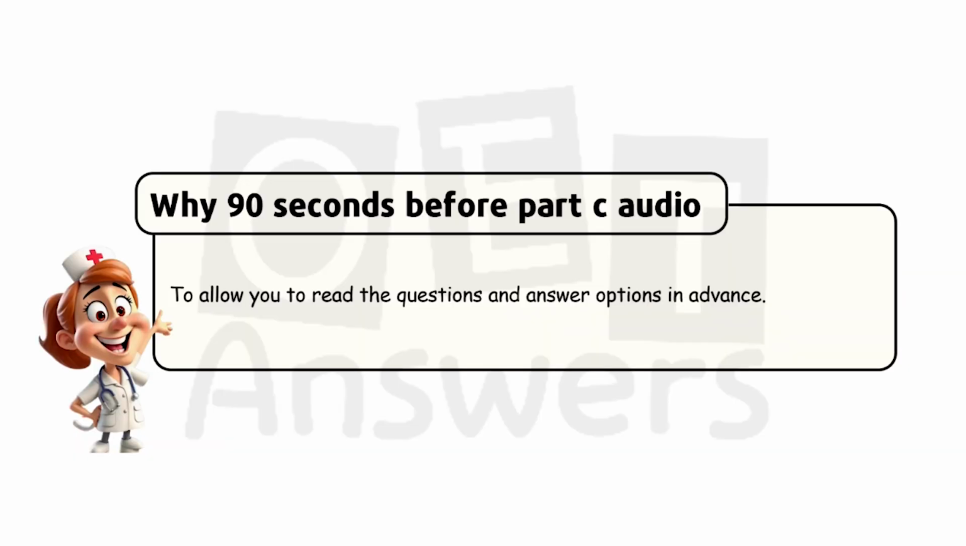So first, the 90 seconds. The time is really crucial to understand the topic and get ready to answer the questions effectively. Why the 90 seconds before the Part C audio? Why are the 90 seconds important? It allows you to read the question and answer options in advance. If you read your question and answer options in advance, that will help you follow the audio, know what type of information you need from it, and select everything perfectly.